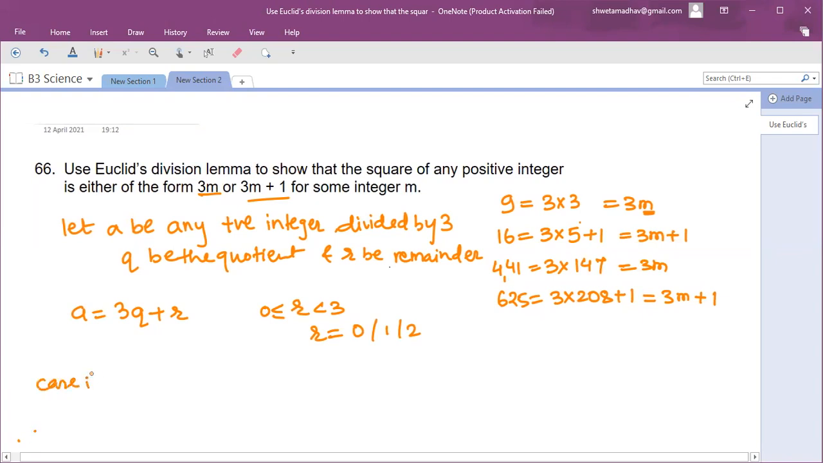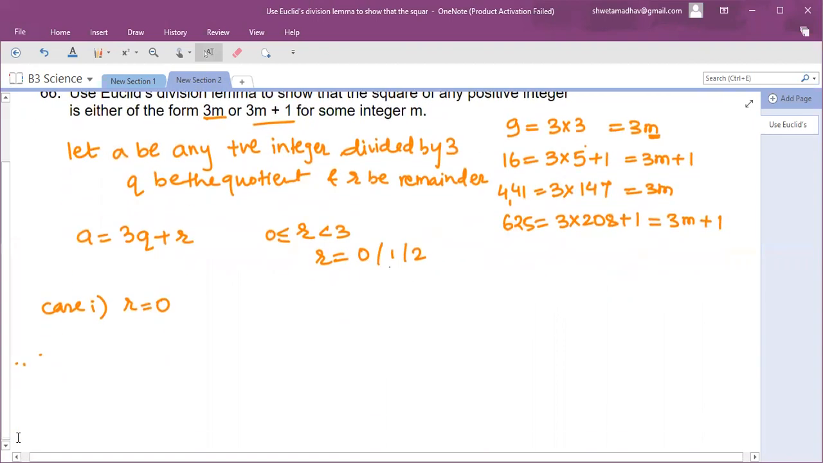Case 1, when r is equal to 0. When r is 0, what will we get? a is equal to 3q. But they are asking about the square of a number. So a square is equal to 3q whole square, that is equal to 9q square. So a square is 9q square, but we have to show it in the form of 3 into some quotient.